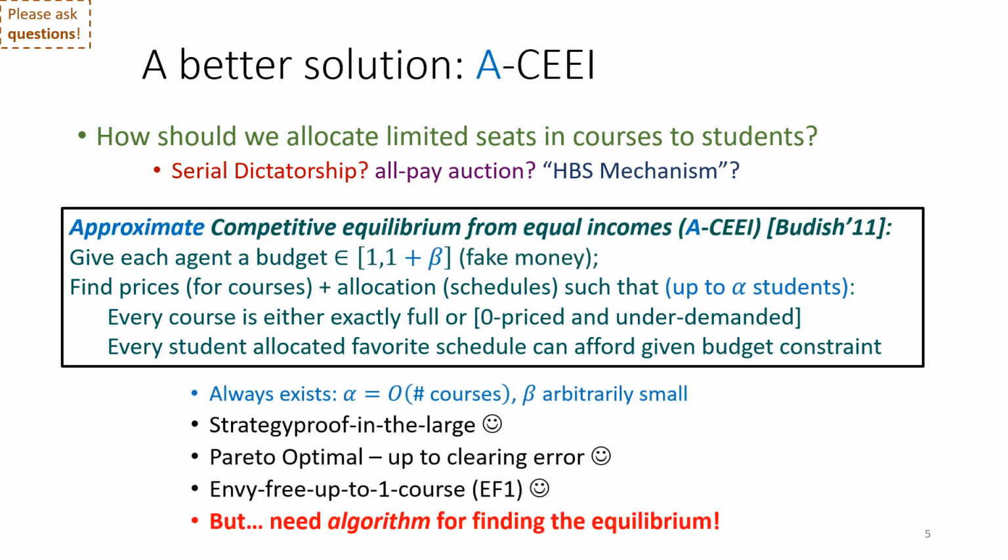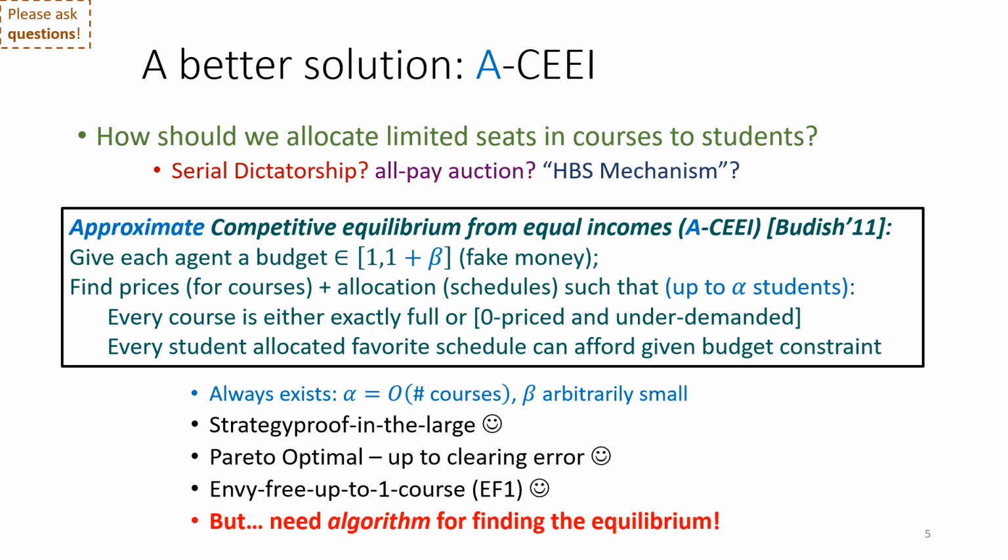Nevertheless, Budish developed A-CEEI, an approximate version of CEEI, in his fascinating work back in 2011. In A-CEEI, the market only needs to be approximately cleared up to a constant alpha, and every student would receive a different budget within the range from 1 to 1 plus beta. In this way, we can prove that A-CEEI always exists with respect to reasonable parameters. Namely, alpha is on the order of the number of courses, and beta can be made arbitrarily small.